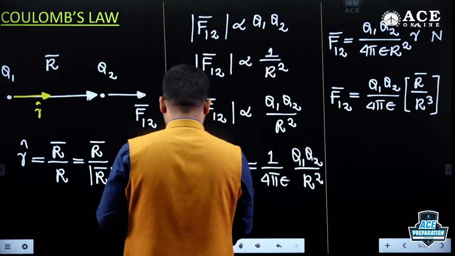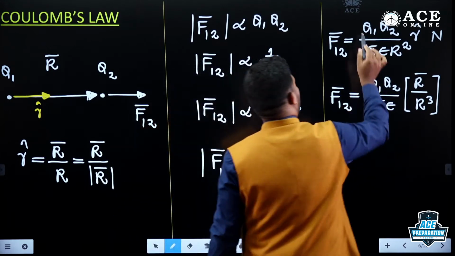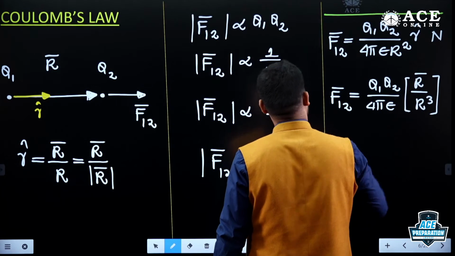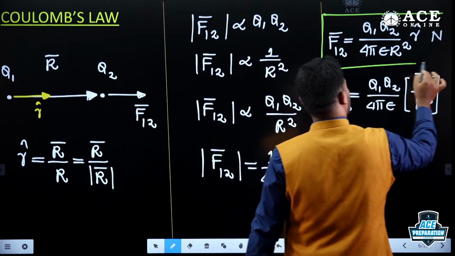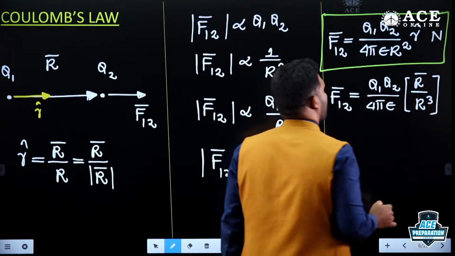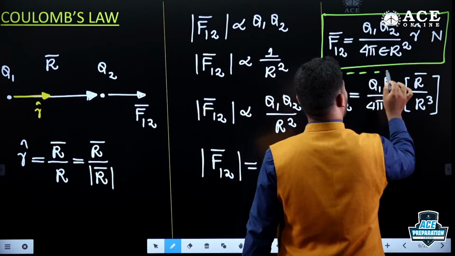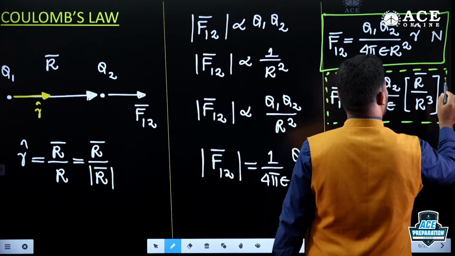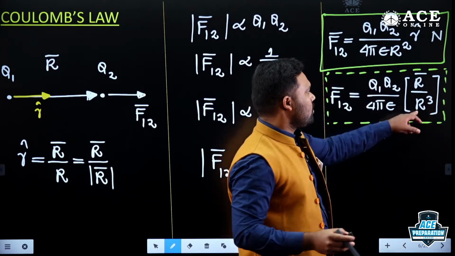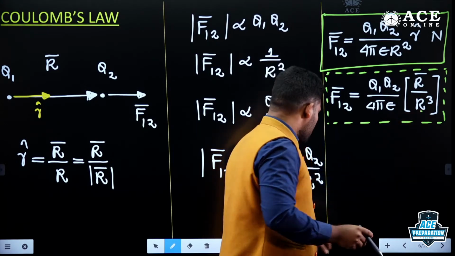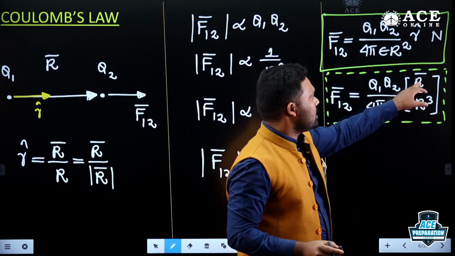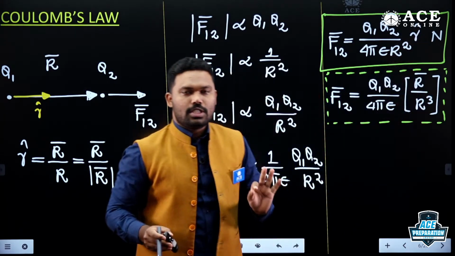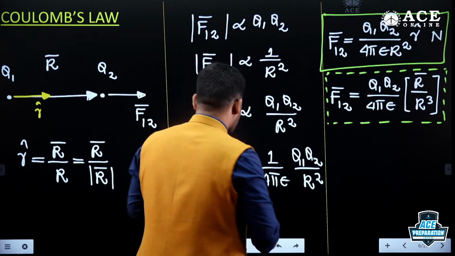So what is the actual law? This is the actual expression of Coulomb's law. Remember, the other form is only for mathematical convenience. Don't think that the force is varying as 1 over the distance cube. No, it is only for mathematical convenience. But there is a vector here, vector by its magnitude cube, or here there is a unit vector. So these observations need to be made.